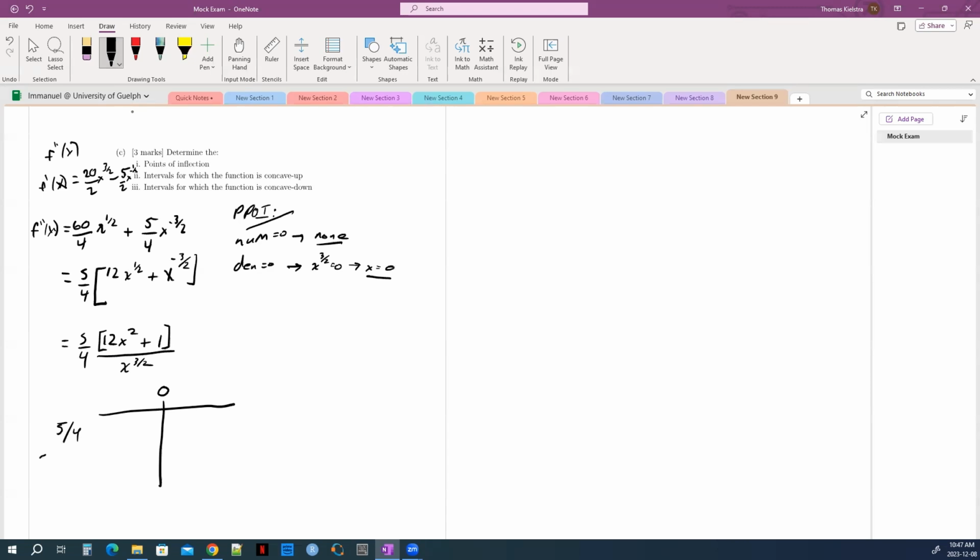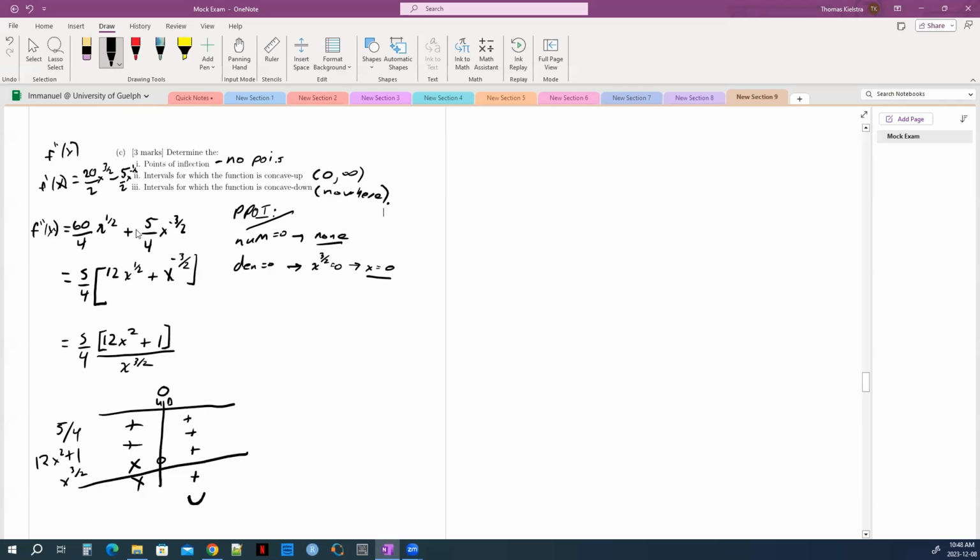We get 5 over 4, 12 x squared plus 1, and x to the 3/2. Here, this is going to be positive everywhere. This is going to be positive everywhere. We're going to be positive past 0, and we don't exist here, we're undefined here because it's in the denominator. So we're going to be concave up here and nothing anywhere else. So we have no points of inflection. We are concave up from 0 to infinity, and we are concave down nowhere.